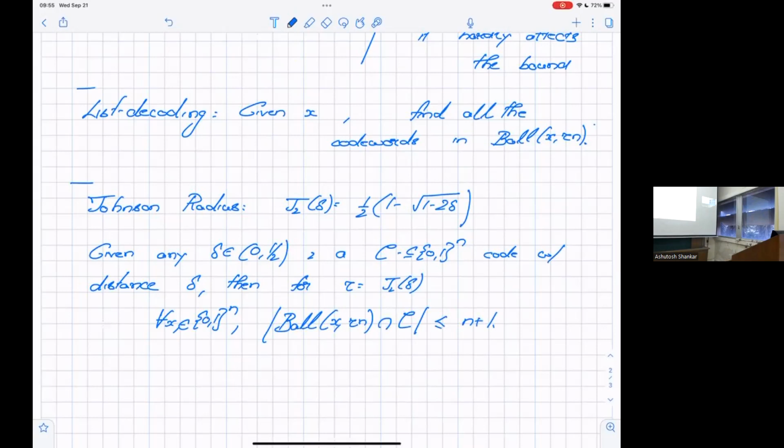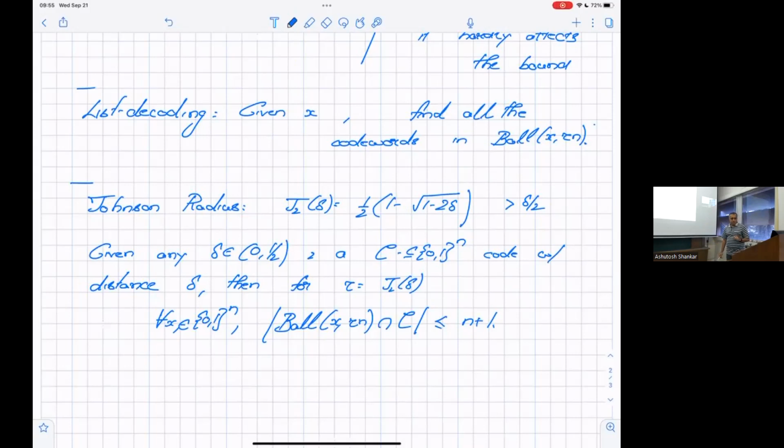The Johnson radius is a number. If you give me a code with distance delta, there is another number called the Johnson radius. And it's not hard to see that this number is always, we saw this last time, greater than delta. There's another number such that even if you go all the way up to that number, you will only see n plus 1 code words, but you will not see more than n plus 1 code words.